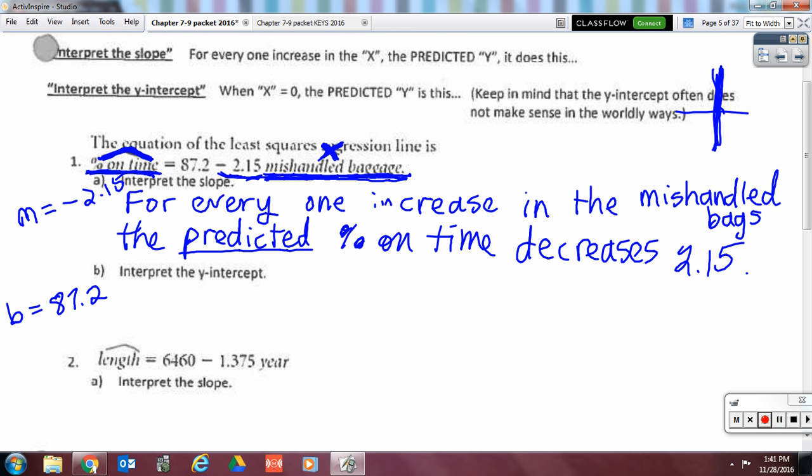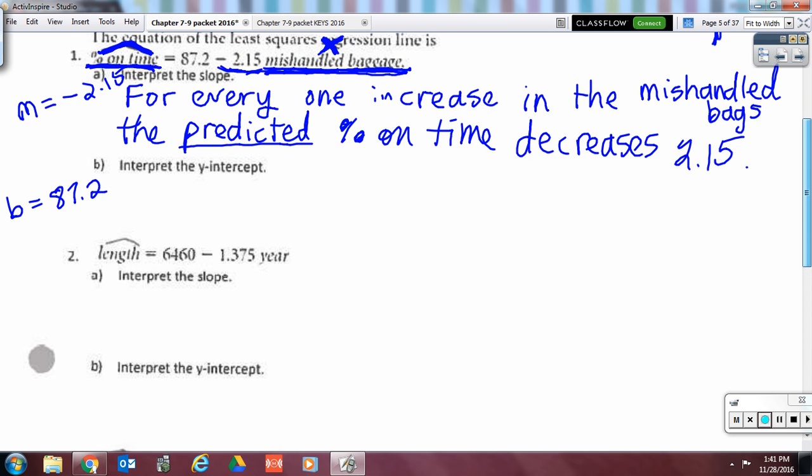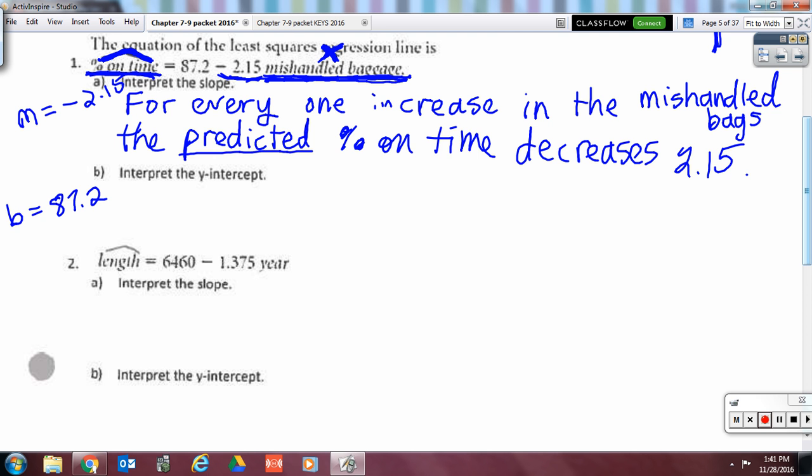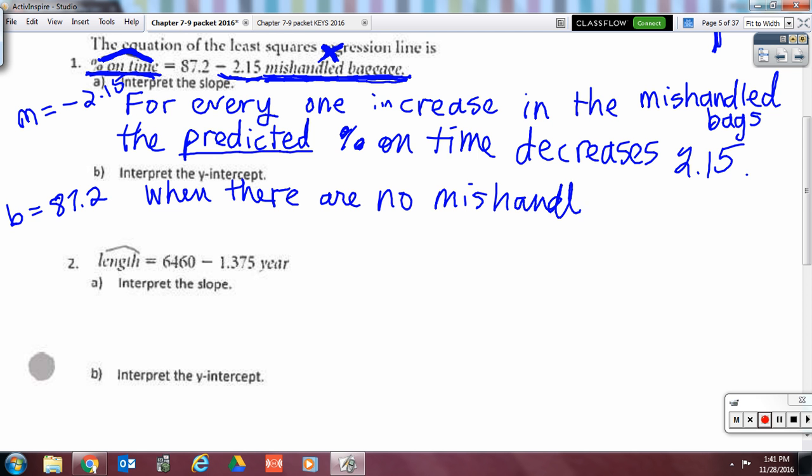Now, keep in mind that a lot of times the y-intercept is far away from the rest of our information and it doesn't make sense. In this problem it does make sense, but we'll talk about other problems. So interpret the y-intercept. When the x is 0, what does that mean in the context of this problem? When there are no mishandled bags, that's the x being 0.